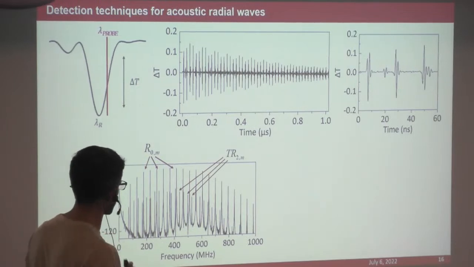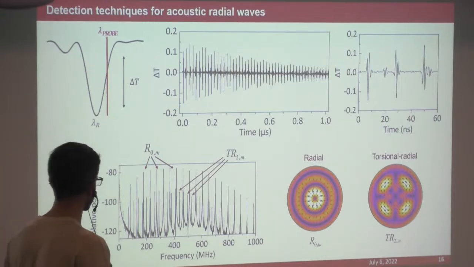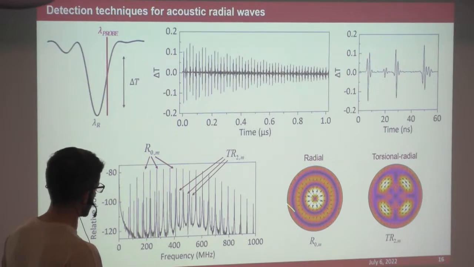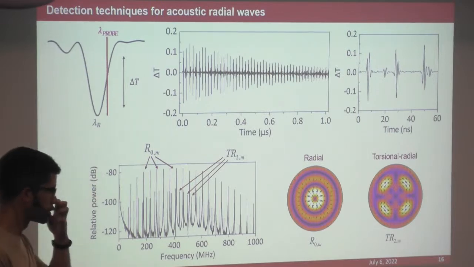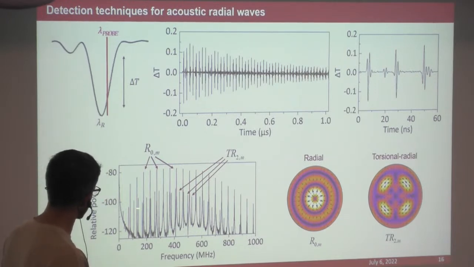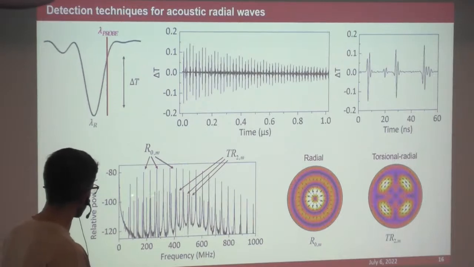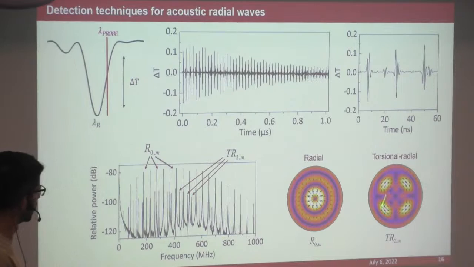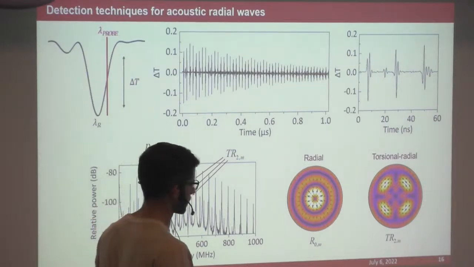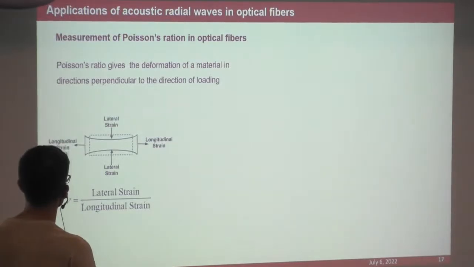From this spectrum, we actually see two kinds of waves: the radial ones that I told you before, which only have the displacement field in the radial direction, but there are also torsional radial, a mix of both of them, which are these that are between the most intense ones. So these other acoustic resonances have both angular and radial components. And both of them have different properties, which we will exploit later to see some applications.